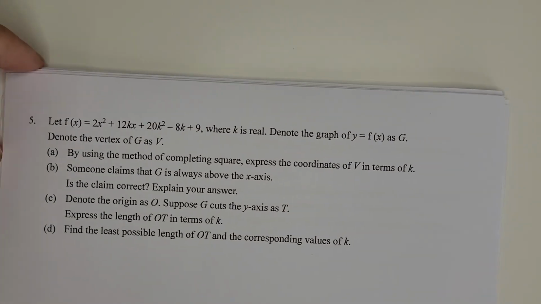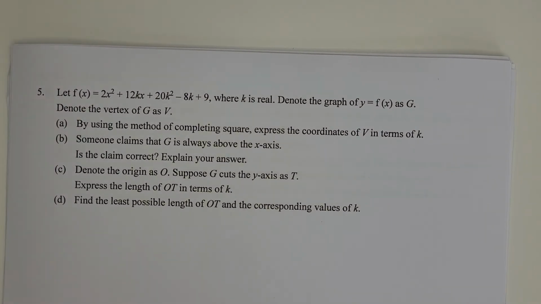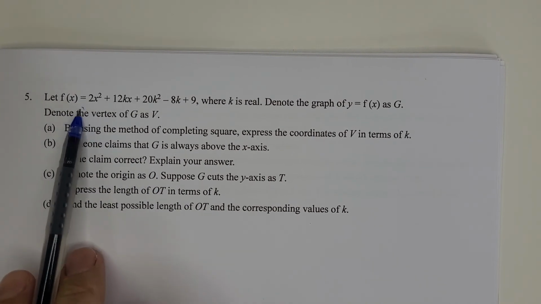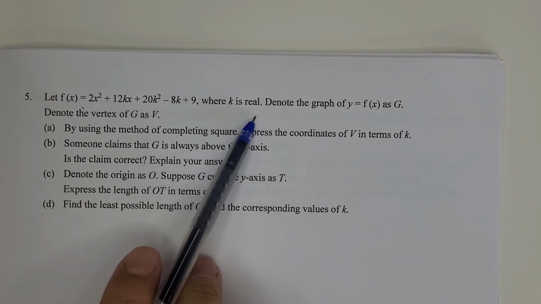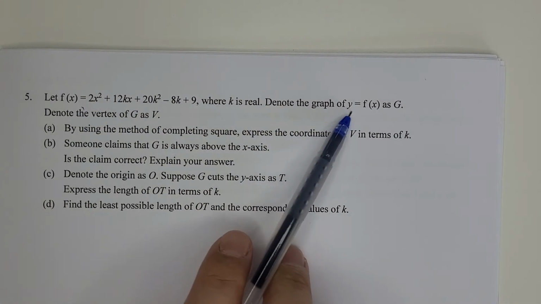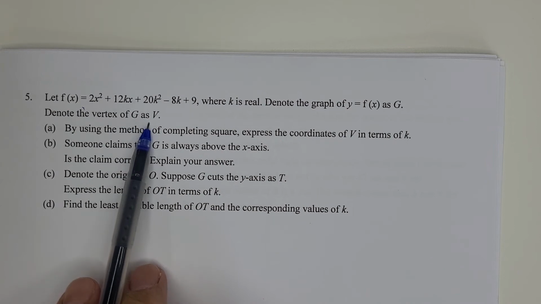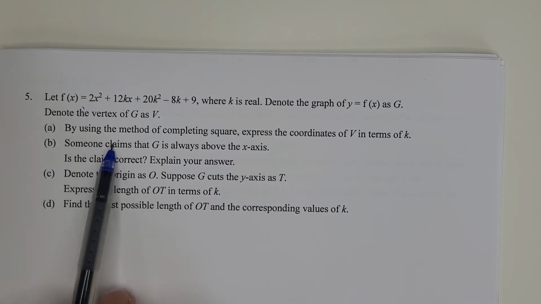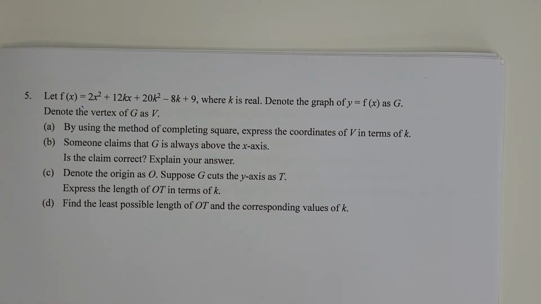Again, there's a quadratic graph, but it is quite more related to completing the square. You can see, let f(x) be this one. k is a real number, okay? That means the variable is x. Denote the graph of y equals f(x) as G, and the vertex of G as V. A, using the method of completing the square, express the coordinates of V in terms of k.